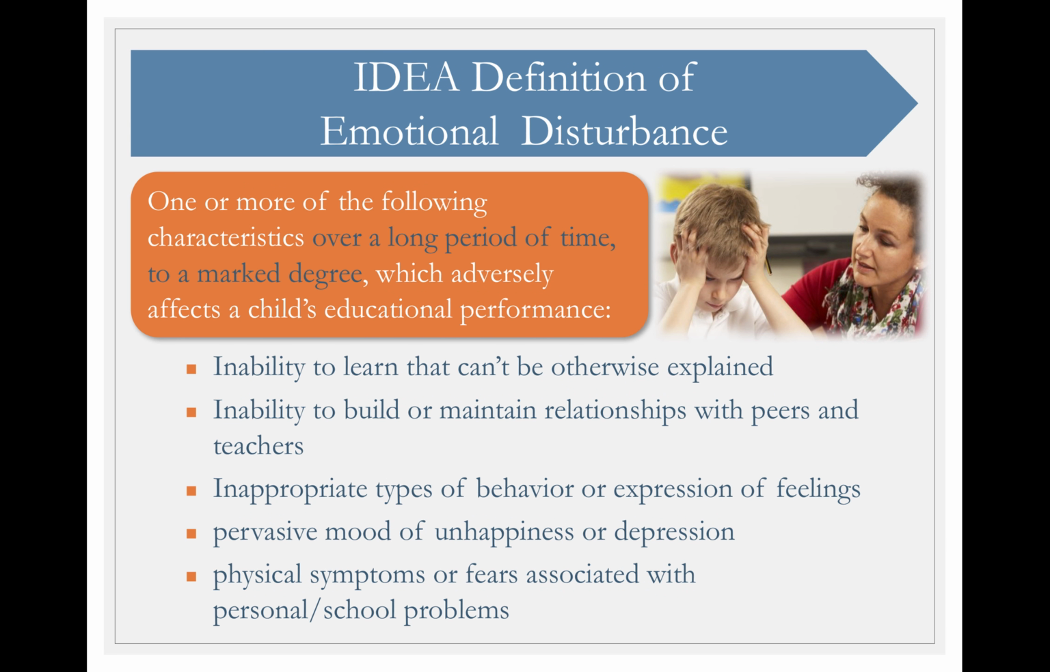So what are these characteristics? Well, it's an inability to learn that can't be explained by other things. An inability to build or maintain relationships with peers and adults. Inappropriate types of behavior or expression of feelings. Pervasive mood of unhappiness or depression. Physical symptoms or fears associated with personal and school problems. So you should note that these are children for whom the predominant feature is one of behavior.